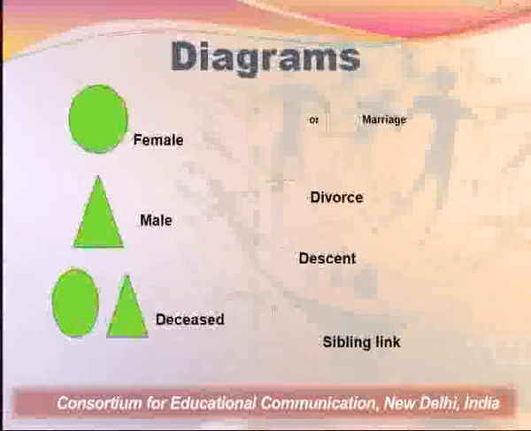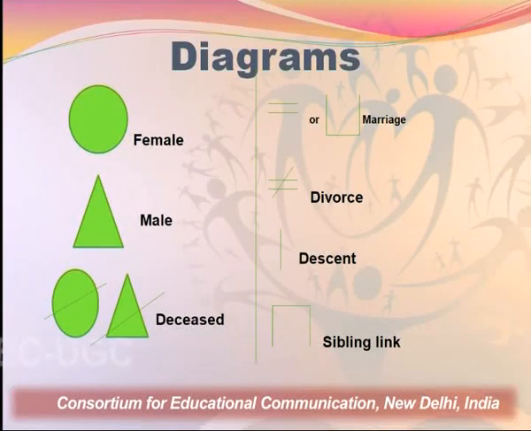In kinship studies, again, diagrams are very important, and in diagrams we have a circle which stands for a female and a triangle which stands for a male.